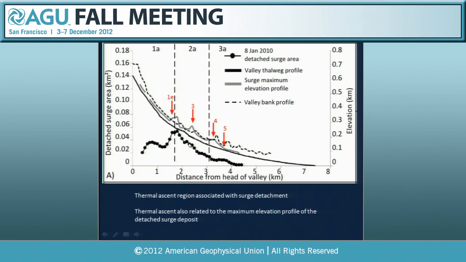It's gained elevation. And I've just plotted those thermal plumes that ascended with greater velocities than the rest. So you can see that this thermal ascent region is associated with this peak surge detachment, but it's also associated with where the surge gained elevation, which makes sense.